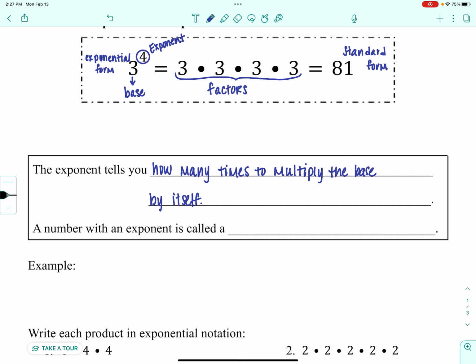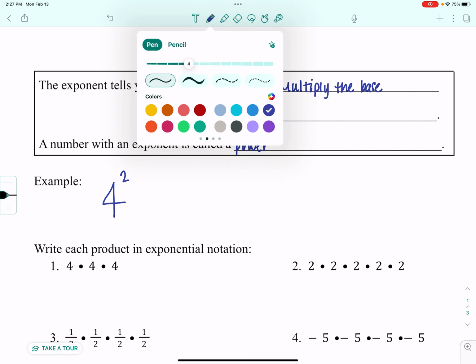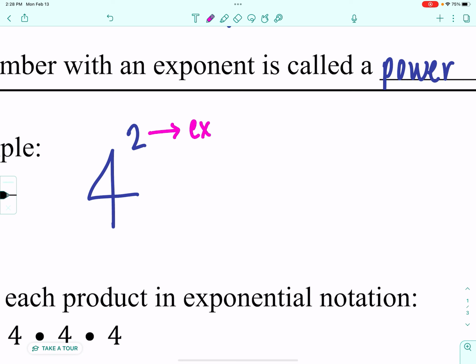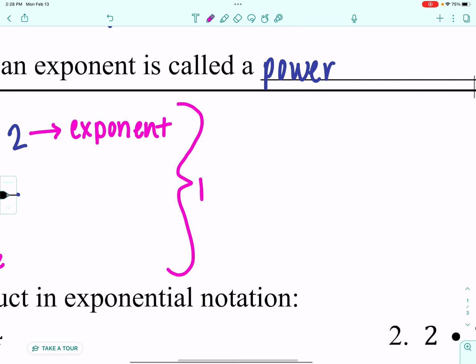When we have a number with an exponent, we call it a power. And that is definitely one of the cases where I feel like an example works best. So let's take a look at 4 with an exponent of 2. Now that 2 is still an exponent, and the 4 is still a base. But all of those together create a power.